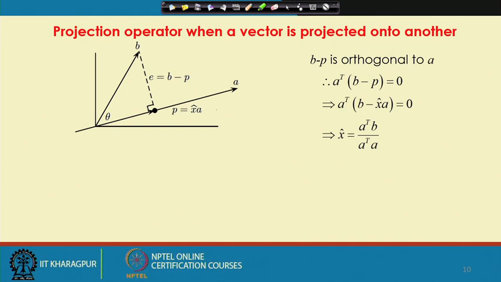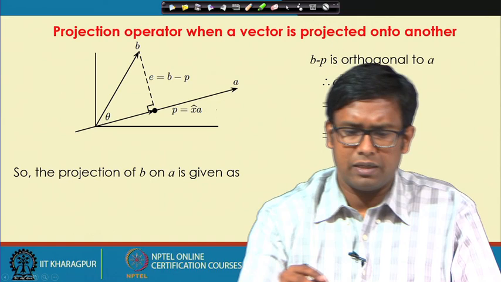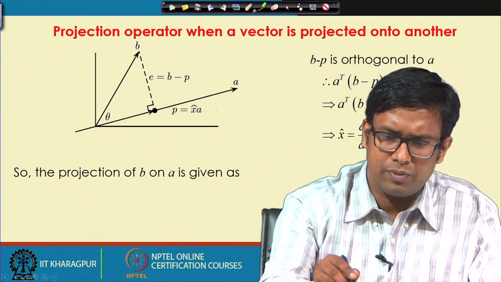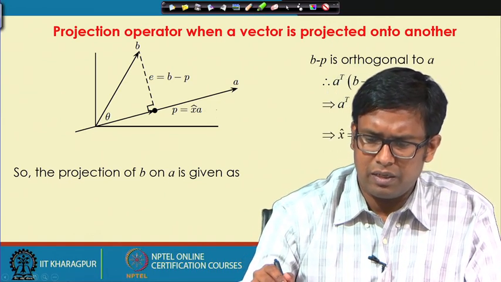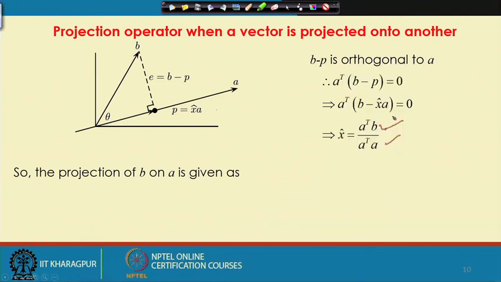So, what is x tilde? X tilde is a scalar. We can see A transpose B is a scalar, and A transpose A is a scalar. So, it is a scalar by a scalar. So, the projection of B on A will be given as x tilde multiplied with A, its magnification or shrinking, which is A transpose B by A transpose A, times A.